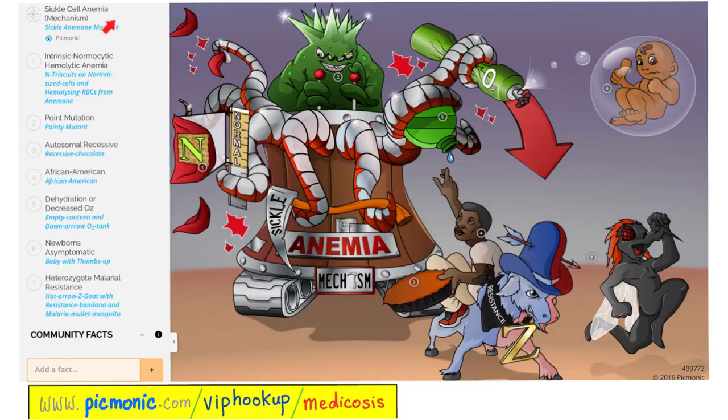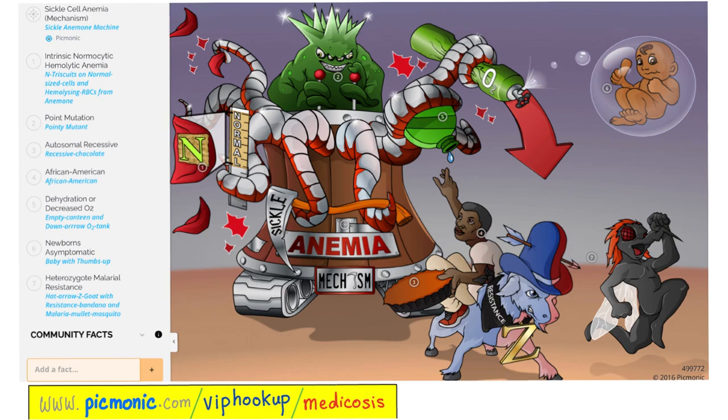Let's review some facts about sickle cell anemia from Picmonic. Sickle cell disease, you can see the sickle here. It's an intrinsic normocytic normochromic anemia on a normal-sized red blood cell. And look at the destruction. That's hemolysis right there. It's due to a point mutation. Here is a pointy mutant that happens to be autosomal recessive. This is the recessive Reese's chocolate. This disease is more common in African Americans.